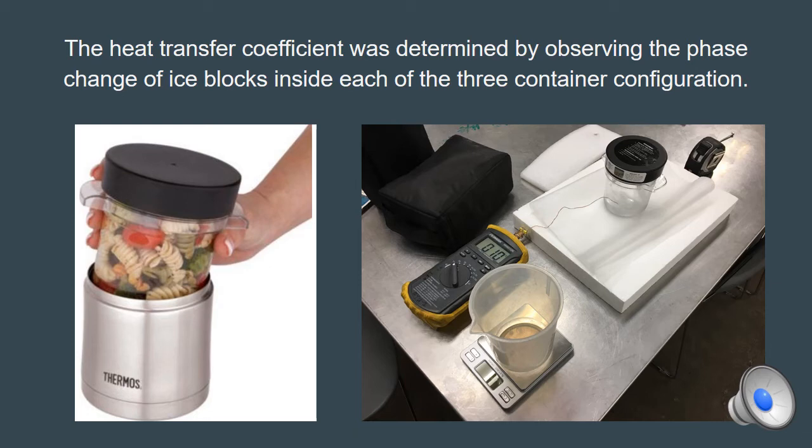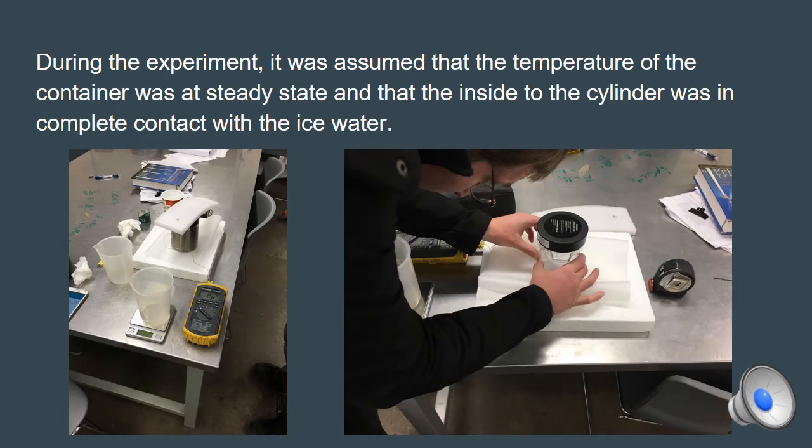A thermocouple was attached to the outside surface of the thermos and plastic insert during the experimental procedure of the given configuration. A thermocouple was also attached to the outside surface of the plastic liner in addition to the outside surface of the thermos while the two containers were being tested together. The ambient air temperature was also recorded. The ice block temperature was recorded to assure thermocouple accuracy and was found to be within 1/10 of a degree. During the experiment, it was assumed that the temperature of the container was steady state and that the inside of the cylinder was in complete contact with the ice water.